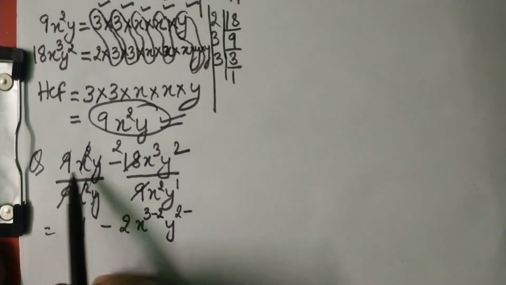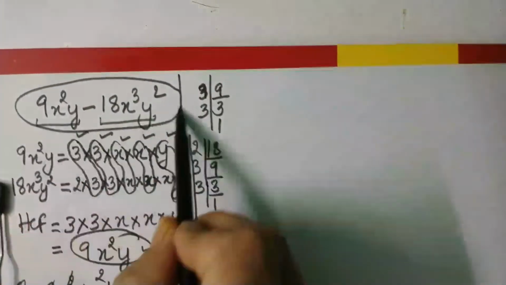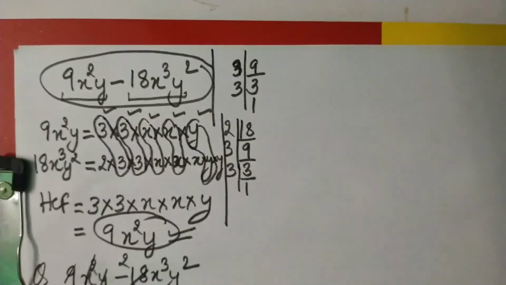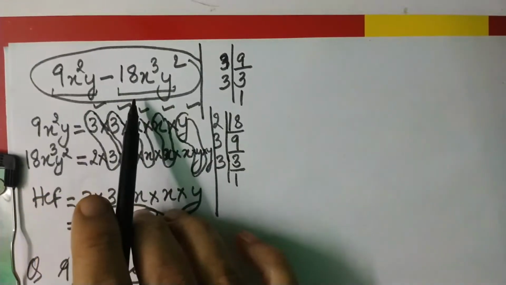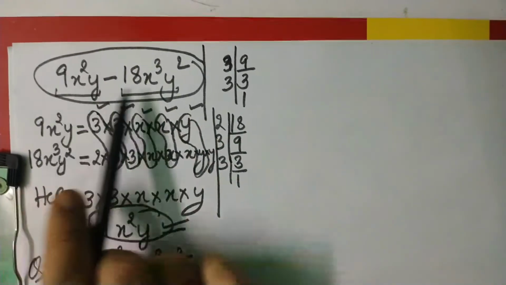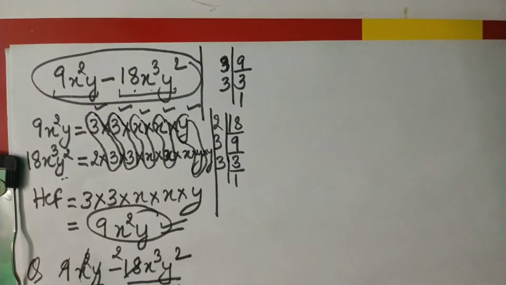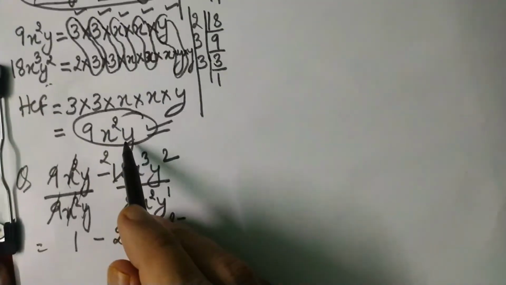So this is 9x square y. What I am doing: the question was given this. This is question number, I am explaining the HCF. So these two numbers are there. This is a binomial term. So you will find what is common between the two by using this method. See the video again, you will understand how to find HCF. I have found the HCF, 9x square y.